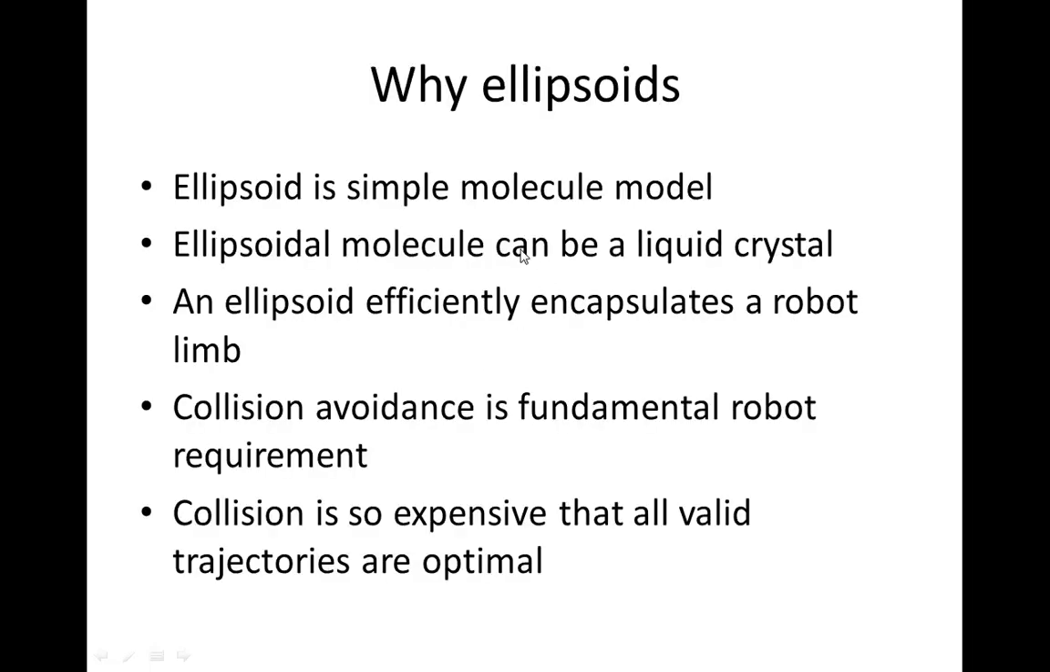So the whole story started, in fact, in 1982 when I was working on the problem of the overlap of ellipsoids. And why? Well, an ellipsoid is a simple molecule model. For example, an ellipsoidal molecule can be a liquid crystal. An ellipsoid efficiently encapsulates a robot limb, and collision avoidance is a fundamental robot requirement. In fact, collision is so expensive that all valid trajectories are optimal.